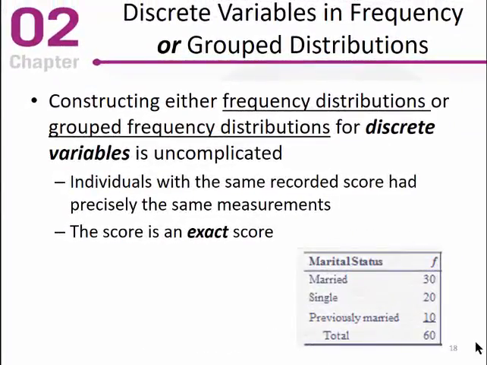Constructing either frequency distributions or grouped frequency distributions for discrete variables is uncomplicated, because individuals with the same recorded scores had precisely the same measurement. So the score is an exact score. So if we look again at the example of marital status, you either are married or you're single. You cannot fall within these two categories. So you either check the category married, or you check the category single or previously married. You fall exactly into one of those three categories.